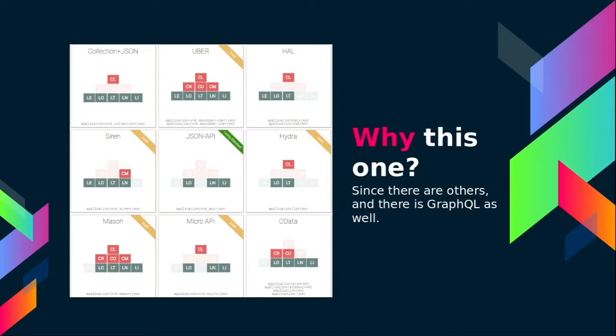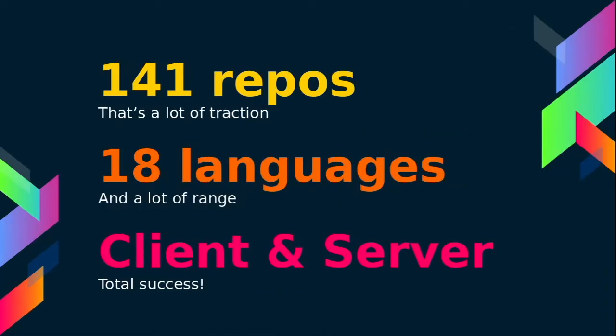So the next question is, well, this is not the only specification, right? There are many out there. This is just a random list of different specifications. And there is also GraphQL. Why this one? Why not, for instance, HAL, which used to come with Drupal core? Well, the answer is that this one is very popular in the tools that already interact with it.